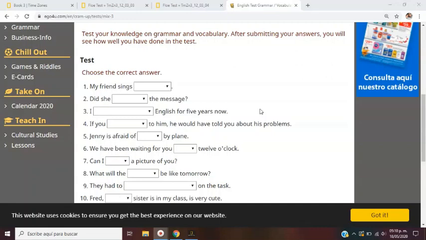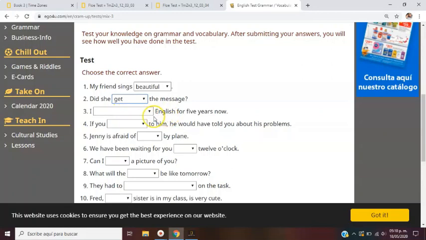Okay, let's start. It says, test your knowledge on grammar and vocabulary. After submitting your answers, you will see how well you have done in the test. So number one, my friend sings. Let's check which you think is the right option. My friend sings beautiful or beautifully? Do you think it's beautifully? No, yes, no. Okay, let's start with beautiful. Did she become the message? Obviously it's get.